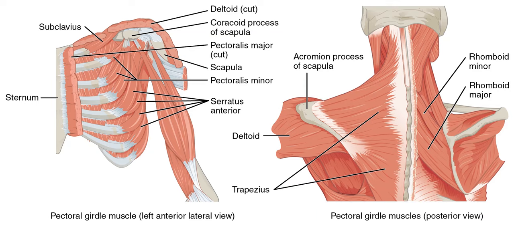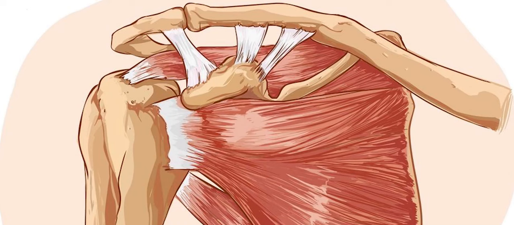Attention all anatomy aficionados. This is the anatomy of the shoulder. To begin, the human shoulder is made up of three bones: the clavicle or collarbone, the scapula or shoulder blade, and the humerus or upper arm bone, as well as associated muscles, ligaments and tendons.